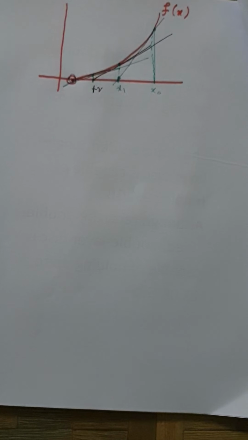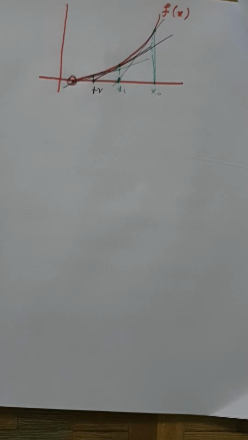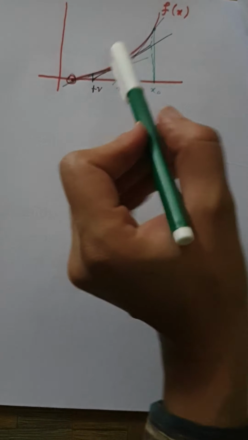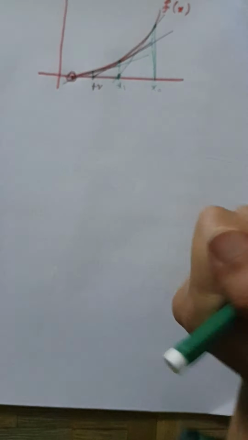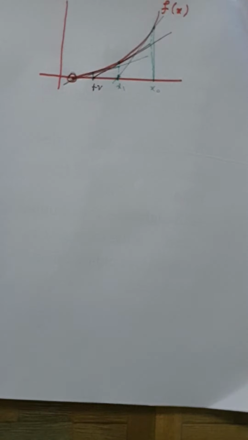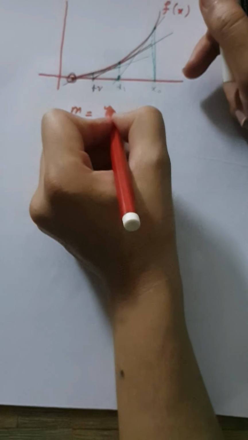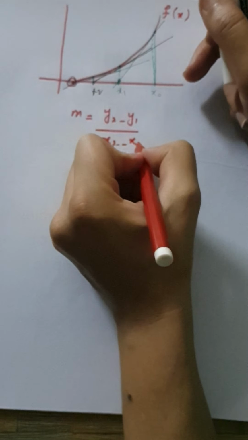So the Newton-Raphson method works very fast if we make the correct initial guess and if the derivative doesn't become equal to 0. So let's derive the formula using the geometrical interpretation. We know that the slope of the function at any point is calculated as m is equal to y2 minus y1 divided by x2 minus x1.